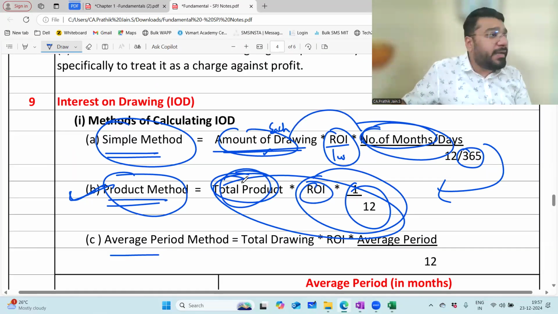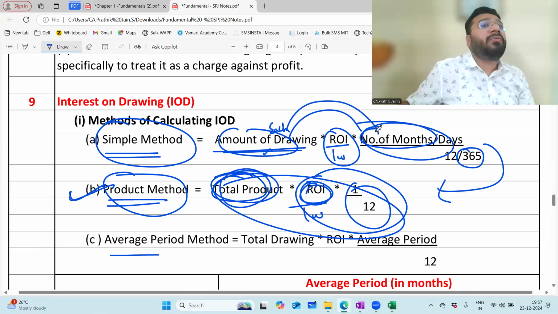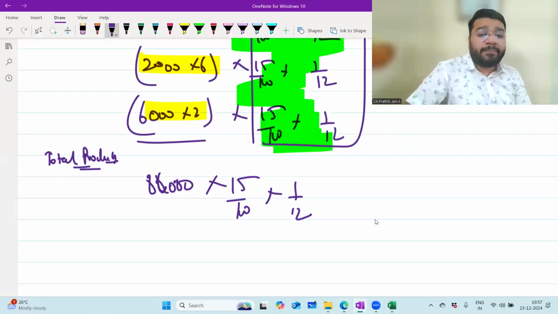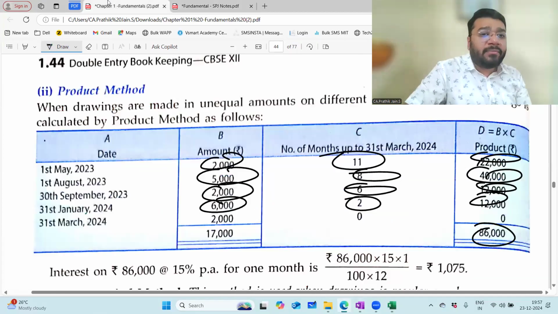So here, total product into rate of interest by 100 into 1 by 12. How do you get total product? Amount of drawing into number of months. So what are they supposed to do for that? It is always advisable to prepare a tabular column.